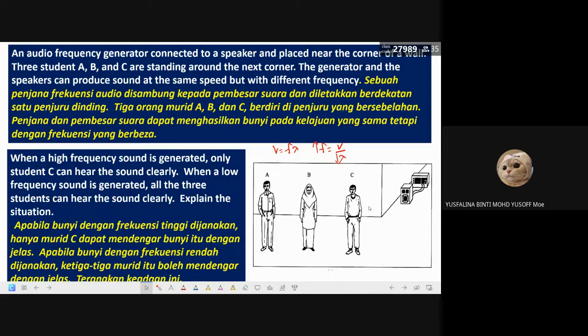But let's say now you decrease the frequency. When you decrease the frequency, what will happen to the wavelength? The wavelength will increase. So when the wavelength increases, the effect of diffraction also increases, which means more sound will be diffracted. That's why students A, B, and C can hear the sound clearly when the frequency is lower, because the wavelength is increasing.